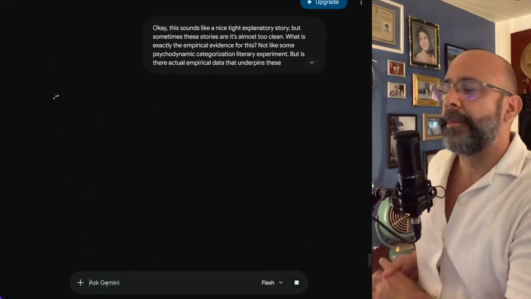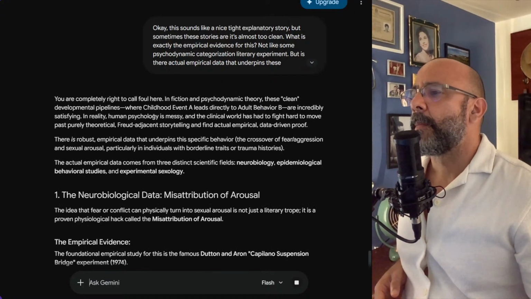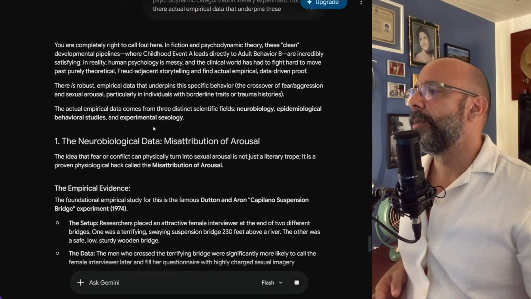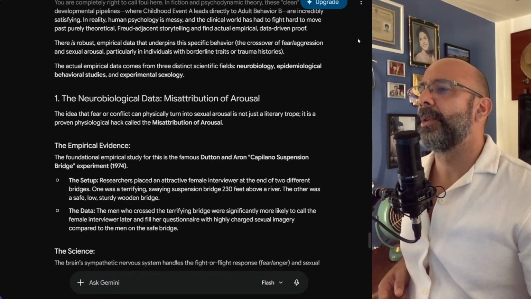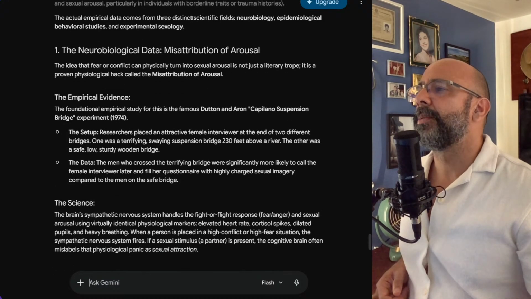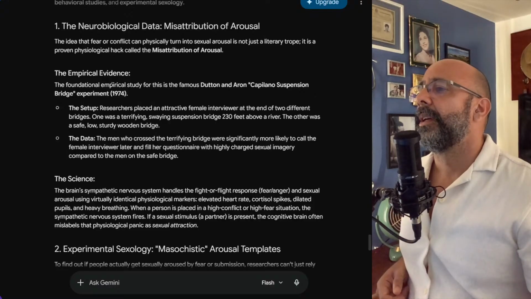Let's see. So real human psychology is messy. There is robust empirical data that underpins the specific behavior, the crossover of fear, aggression, and sexual arousal, particularly in individuals with borderline traits or trauma histories. The actual empirical data comes from three distinct scientific fields: neurobiology, epidemiological behavior studies, and experimental sexology.